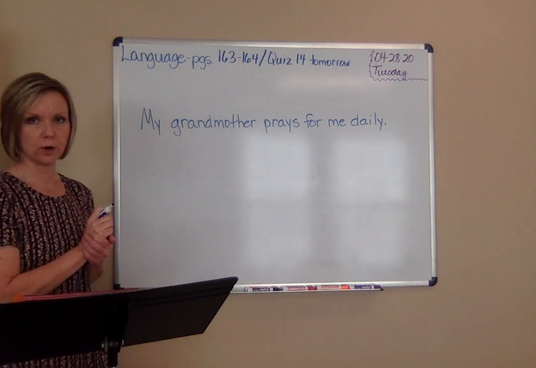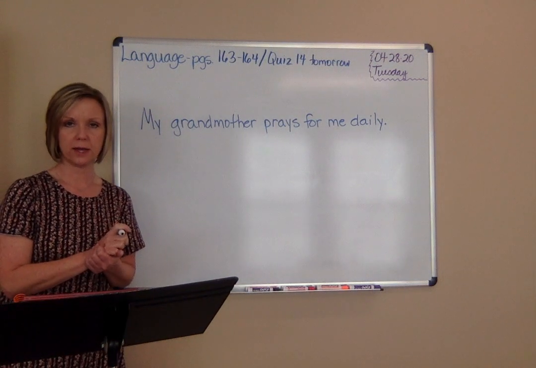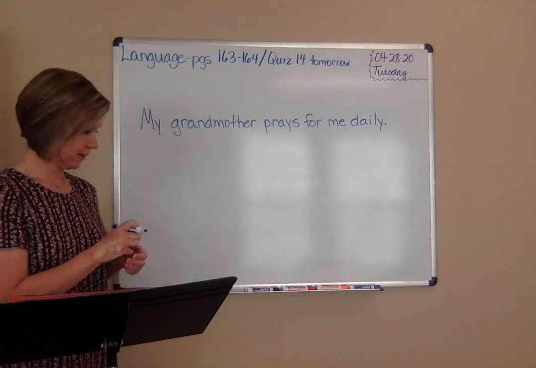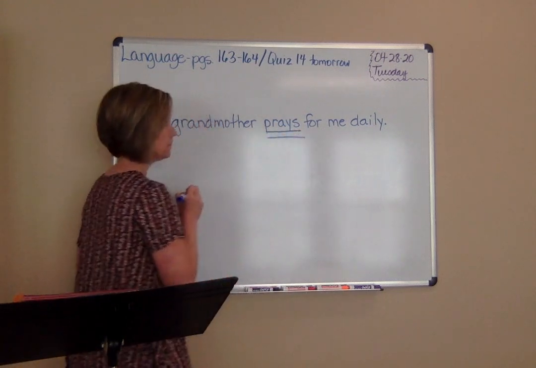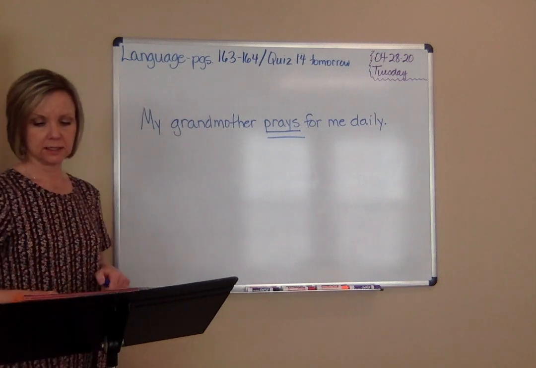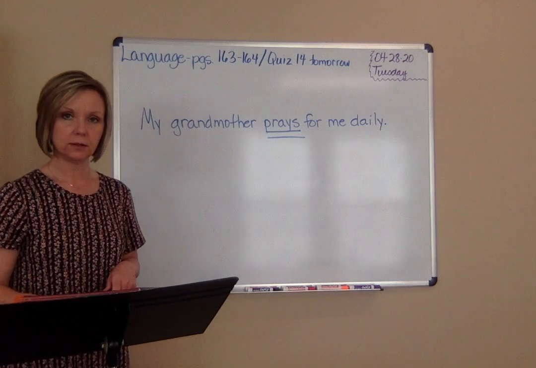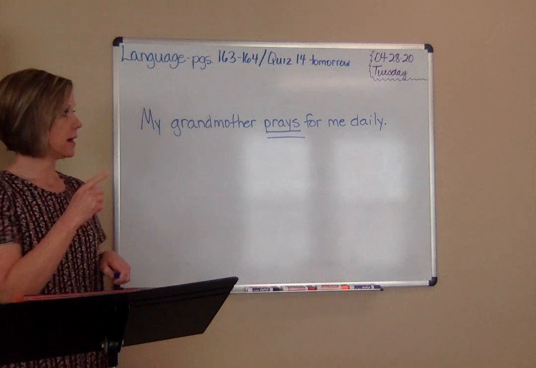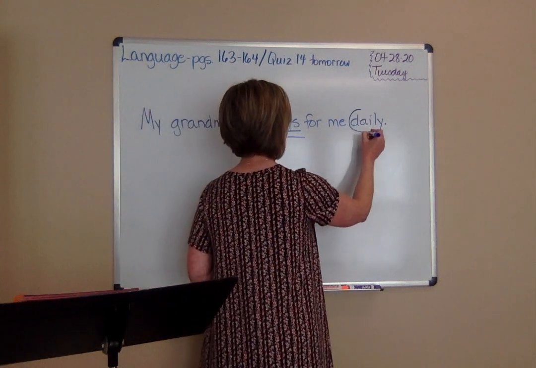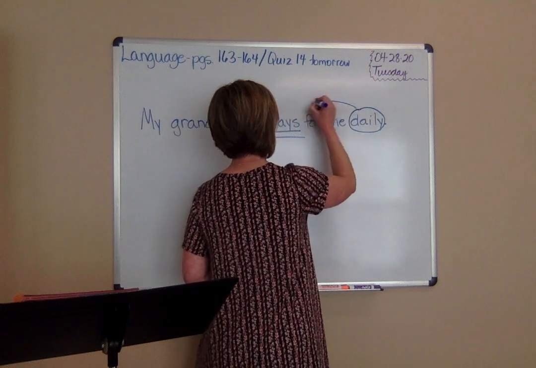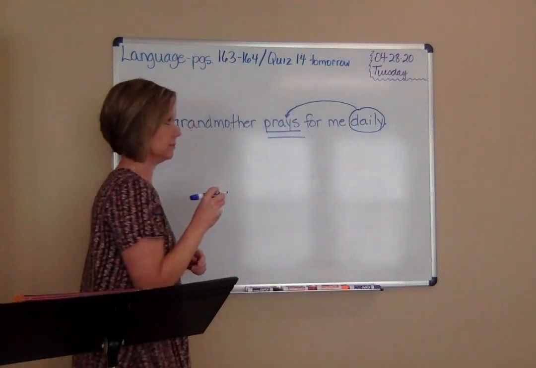So what is my verb here? My grandmother prays for me daily. My verb is prays. Yep. And look at the end of the sentence. How often? My grandmother prays for me daily. So we will circle daily as our adverb and match it to prays.